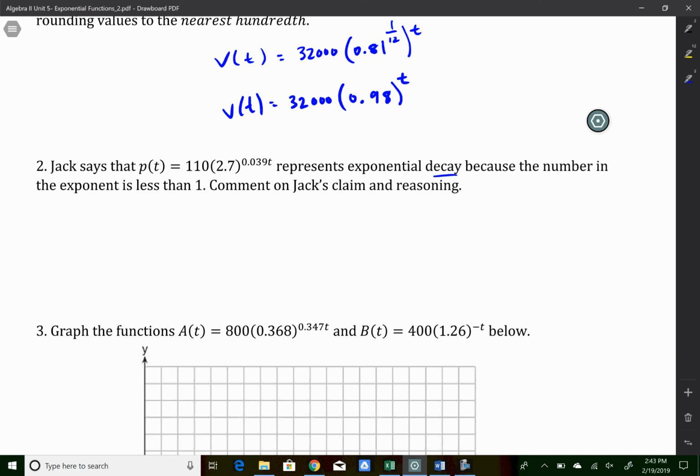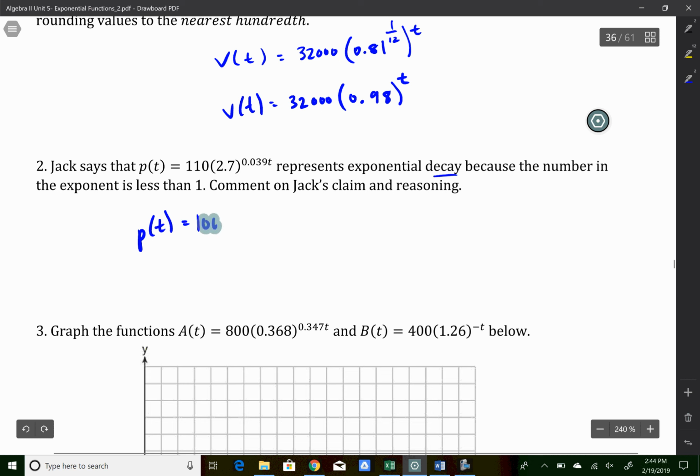We can either graph it, or we can change the base around so that the exponent's just t. So I'm going to do it that way, the algebraic way, right? Because I'm pretty sure we could all type that in the calculator and see what it looks like. So if I do 2.7 to the exponent of 0.039 and raise that all to the t, I can see what that base becomes.